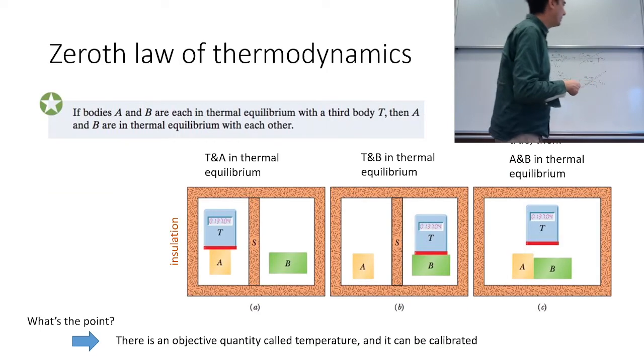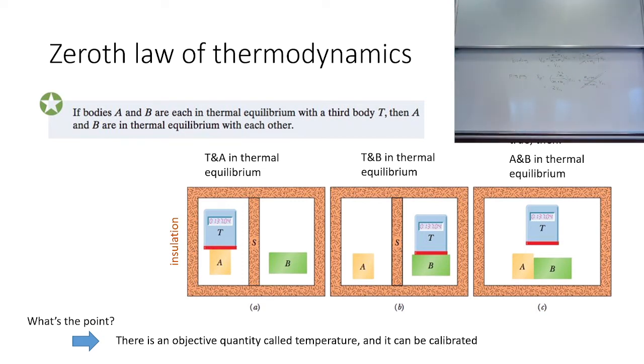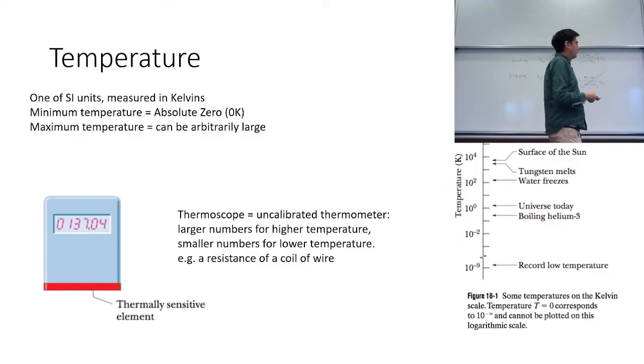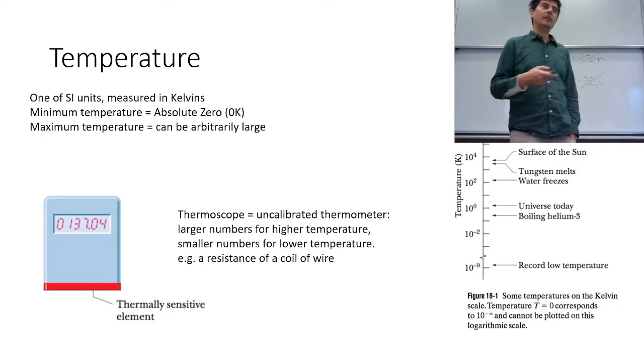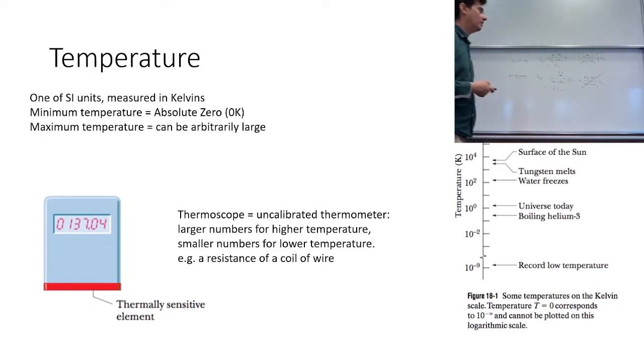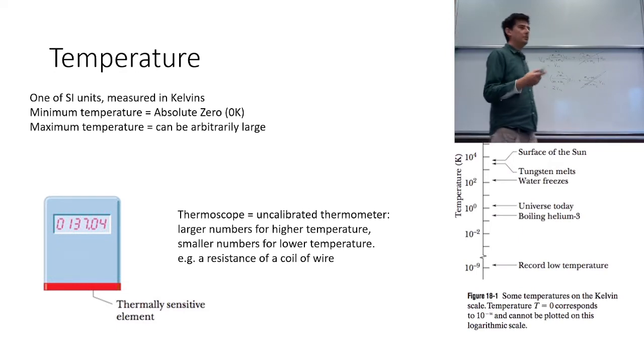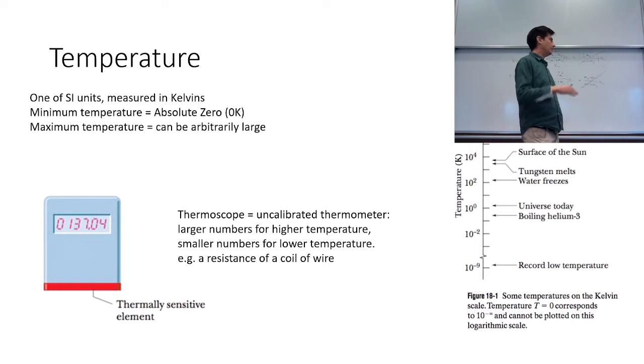What we're going to first start off with is the so-called Zeroth Law of Thermodynamics. So before just talking about this, we need to introduce a thing called a thermoscope. Basically, a thermoscope is an uncalibrated thermometer. So it's basically something that tells you whether something has a high or low temperature.